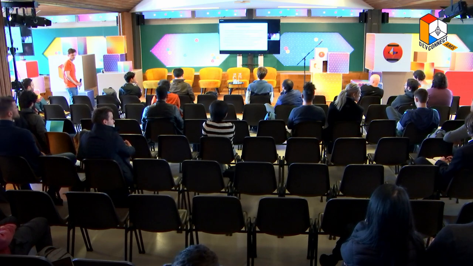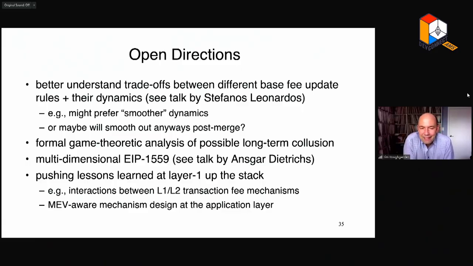Even putting together the slide, I was reminded that it would be fun to go back to the lower layers for a little bit. I think pricing multiple resources at layer one is a great question. And this L1, L2 interaction is also a great question, but I haven't had a chance to think about either of those very deeply so far.